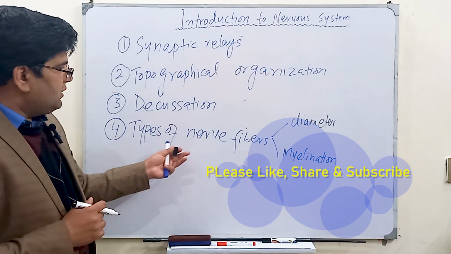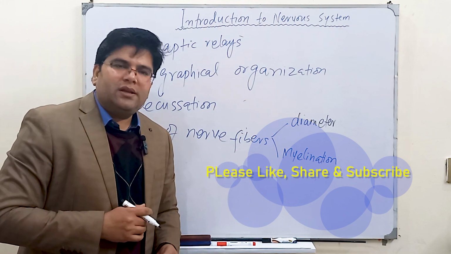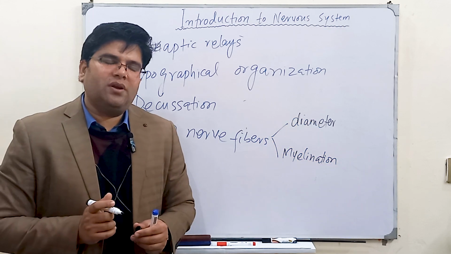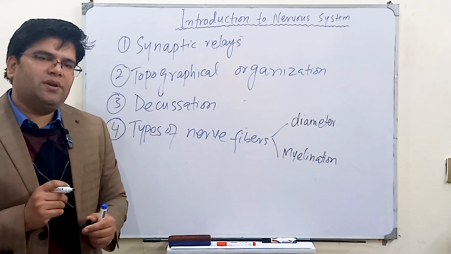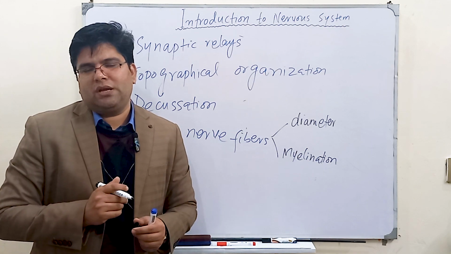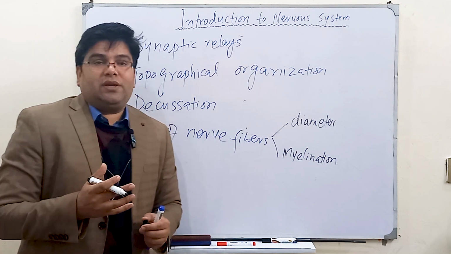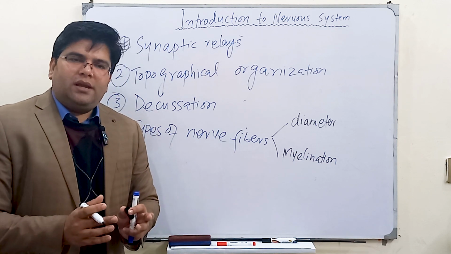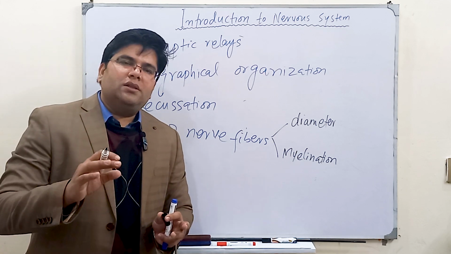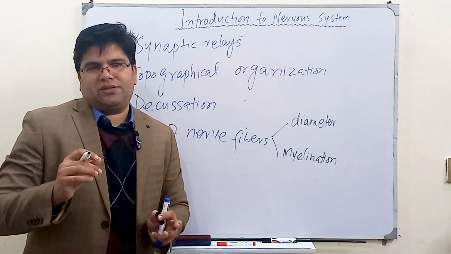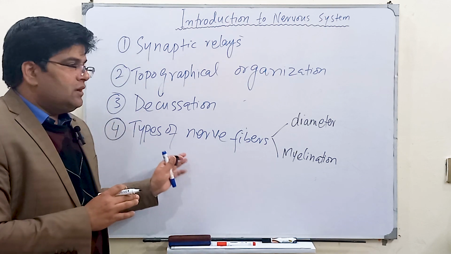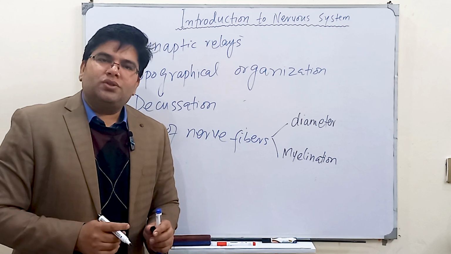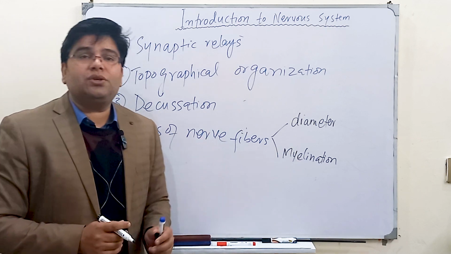Depending upon the diameter and myelination, we can classify nerve fibers into two groups. One is the general classification of nerve fibers, and the other is the one used by sensory physiologists. In the general classification, both sensory and motor nerve fibers are present, and in the sensory classification, only the sensory nerve fibers are present. We will study these types of nerve fibers in detail in our next lecture. So I would like to end this introduction to the nervous system.